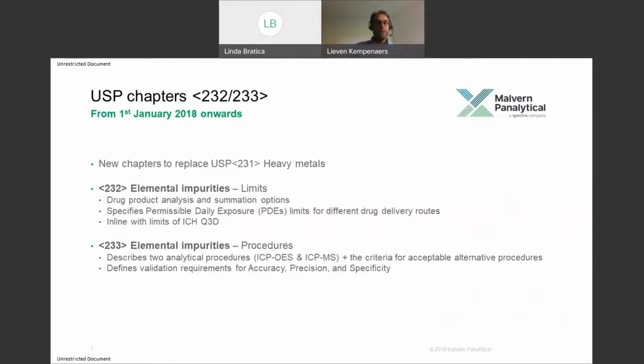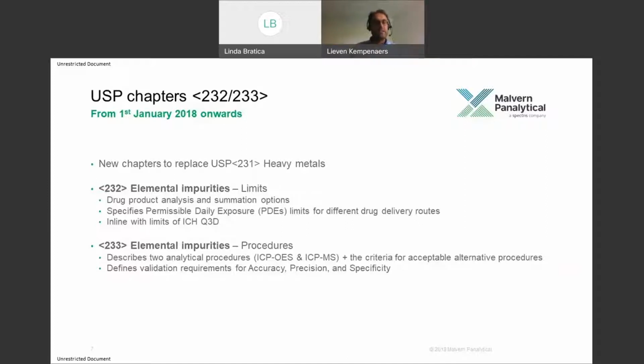Now you have the US Pharmacopoeia, also the European Pharmacopoeia, but there were some changes since 2018 for the heavy metals screening quantification. So the US Pharmacopoeia chapter 232 states the limits of the elemental impurities in the drug product, and also the specifications, and they are in line, of course, with the ICH limitations.